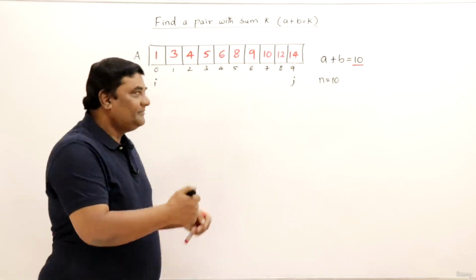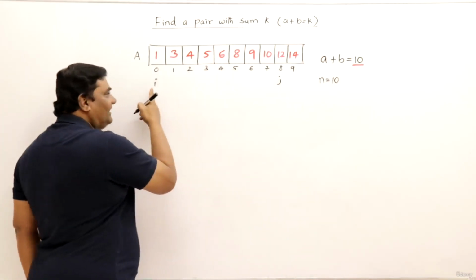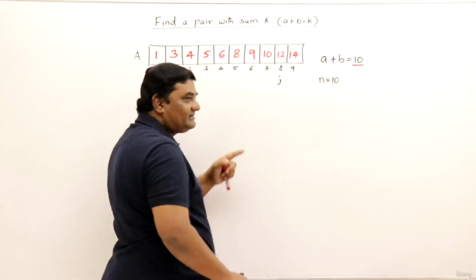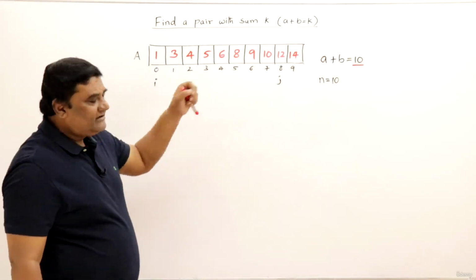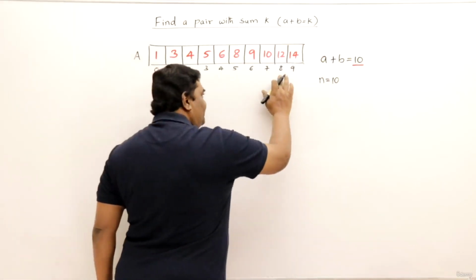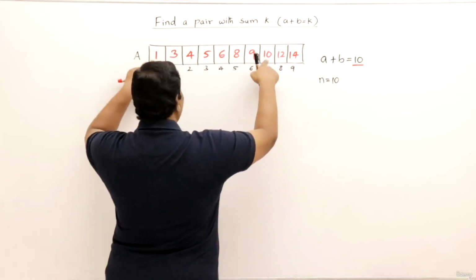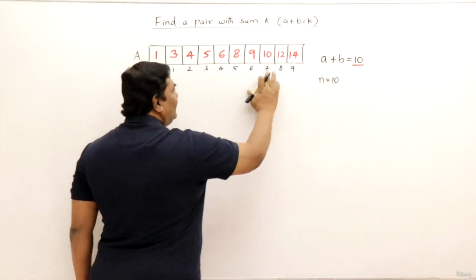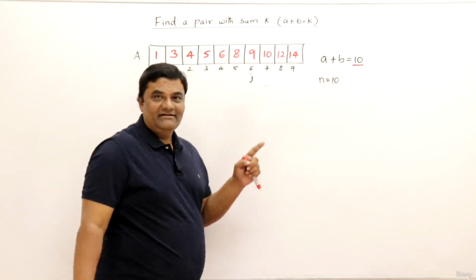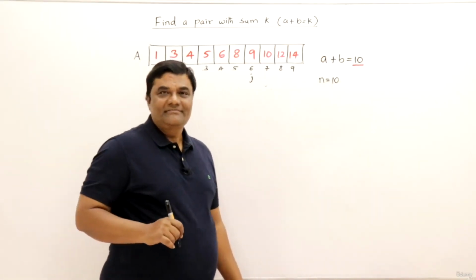So let us check a smaller number. I will decrement j. I will not increase i. Let i stay there only, right? Now again check. 1 plus 12, 13. This is still greater. Because of that bigger number, we are getting a result greater than 10. So let us decrement j only. Now 1 plus 10, 11. Still it is greater than 10. So decrement j. Now 1 plus 9, yes, we got a pair. 1 and 9 together form 10.